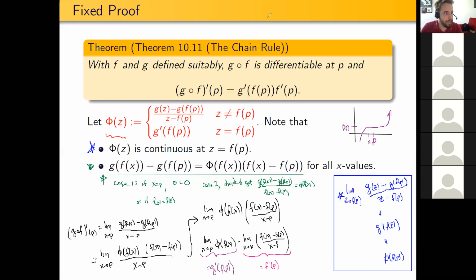And then tying it all together with the grand flourish at the end, we get that the derivative of g of f is equal to g prime of f of p times f prime of p, which is exactly what we were hoping to show. Yay!